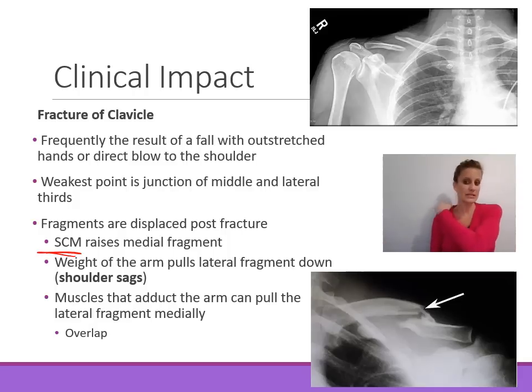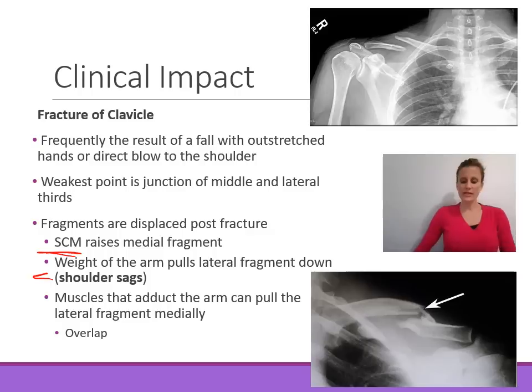Now the trapezius is connected to the lateral fragment of the clavicle. And there is some internal tension there to pull the lateral fragment up. However, the weight of the arm is so heavy that it pulls that lateral fragment downward, right? The trapezius is not strong enough to overcome that weight. So the medial fragment goes up and the lateral fragment goes down. So the shoulder ends up sagging on the side of the fractured clavicle.